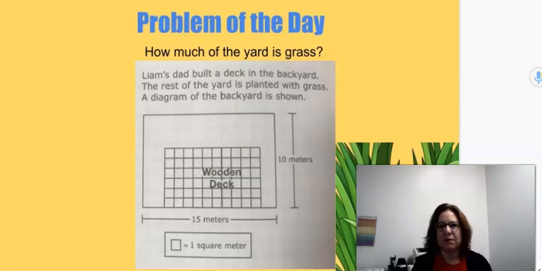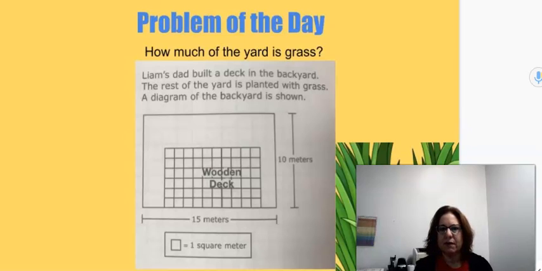All right, let's see what you got on the problem of the day. The question was, how much of the yard is grass? Liam's dad built a deck in the backyard. The rest of the yard is planted with grass. A diagram of the backyard is shown. The length is 15 meters and the width is 10 meters. Each square represents 1 square meter.